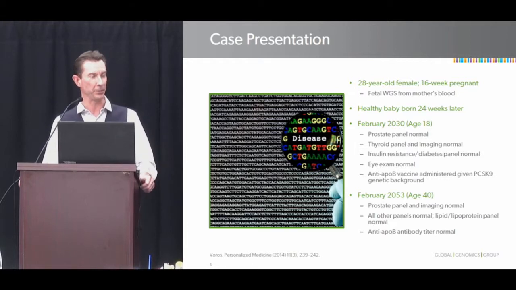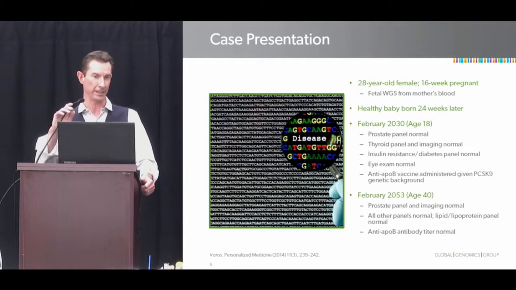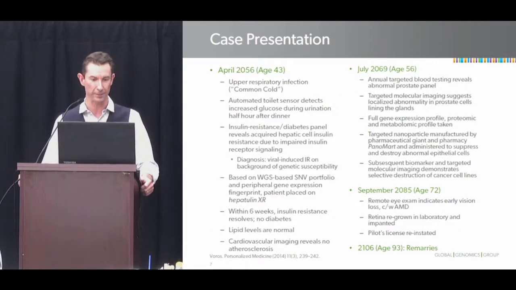And as we continue with the case presentation, by the time this fellow is 18 years old, because of a gain of function variant in the PCSK9 gene, they received the PCSK9 vaccine. Because of some of the genetic susceptibilities that were identified at the time of the fetal whole genome sequencing, they are monitored throughout life for prostate-related problems and eye-related problems. At age 40, all these issues turn out just fine.